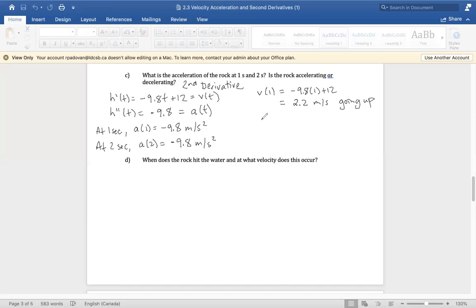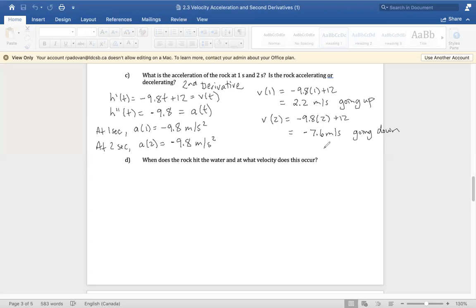So we have the velocity at 2 is, again, my velocity formula, don't forget, negative 9.8 times 2 plus 12. So again, I think you guys should be able to multiply that and add 12 and we can just go right to the answer. I have negative 7.6, so it's negative meters per second. So again, because it's negative, I know it's on its way down. I know the direction of the movement, but that's not telling me whether it's accelerating or decelerating, right?